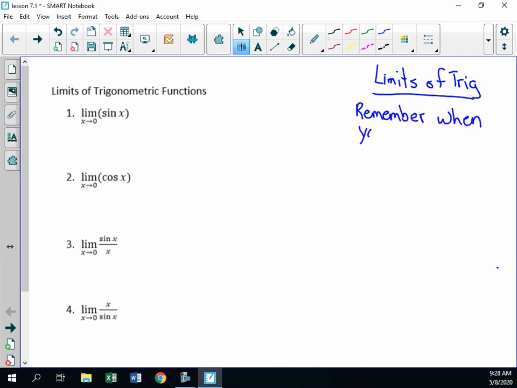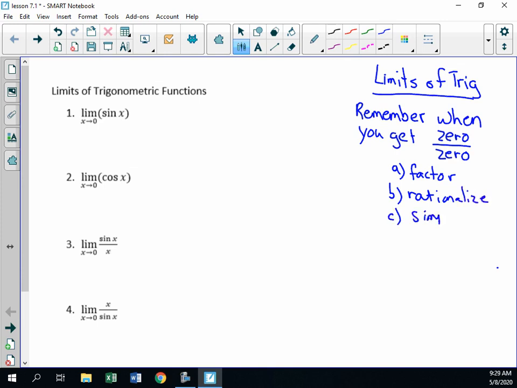So remember, when you get 0 over 0, we try a few things: factoring, rationalize, or just simply simplify. We're going to do a new one, which we use in rationalizing, but it's called multiply by the conjugate.